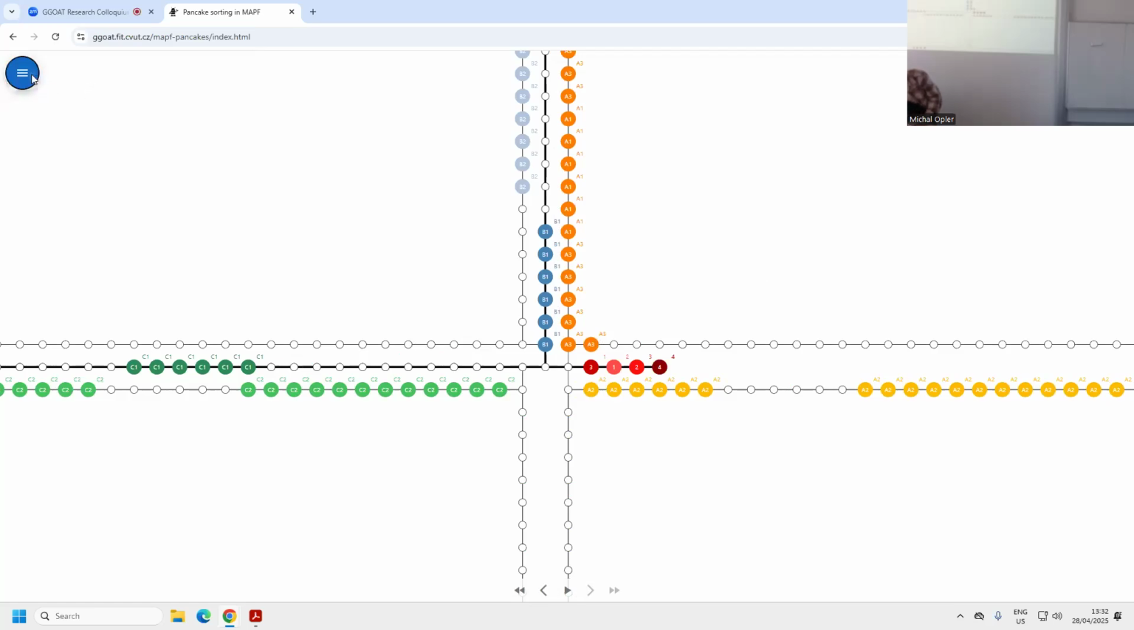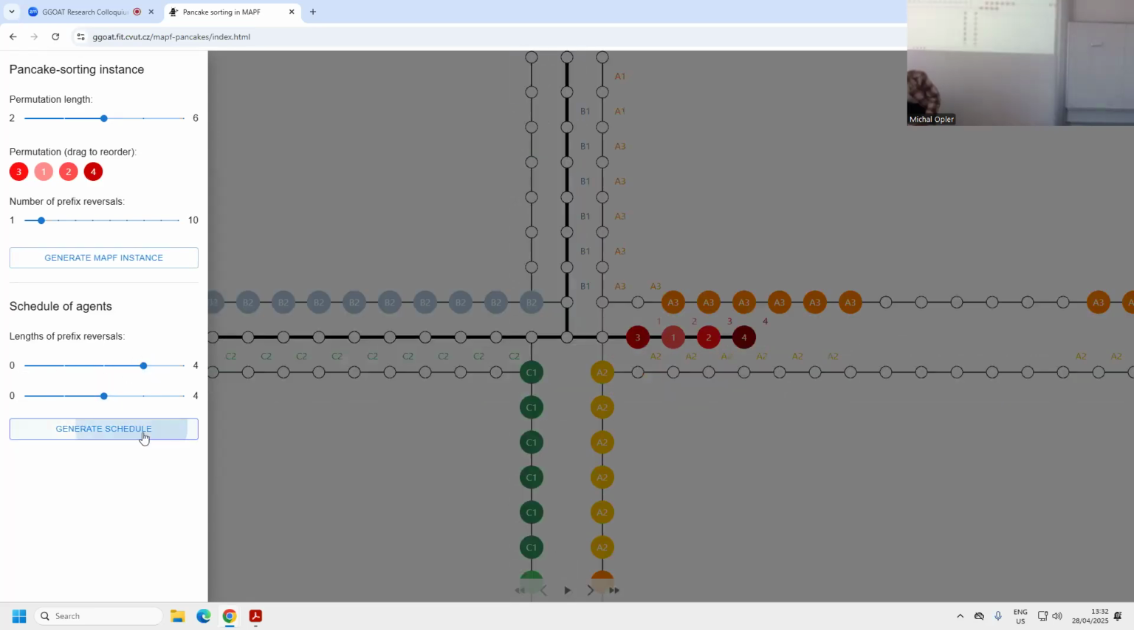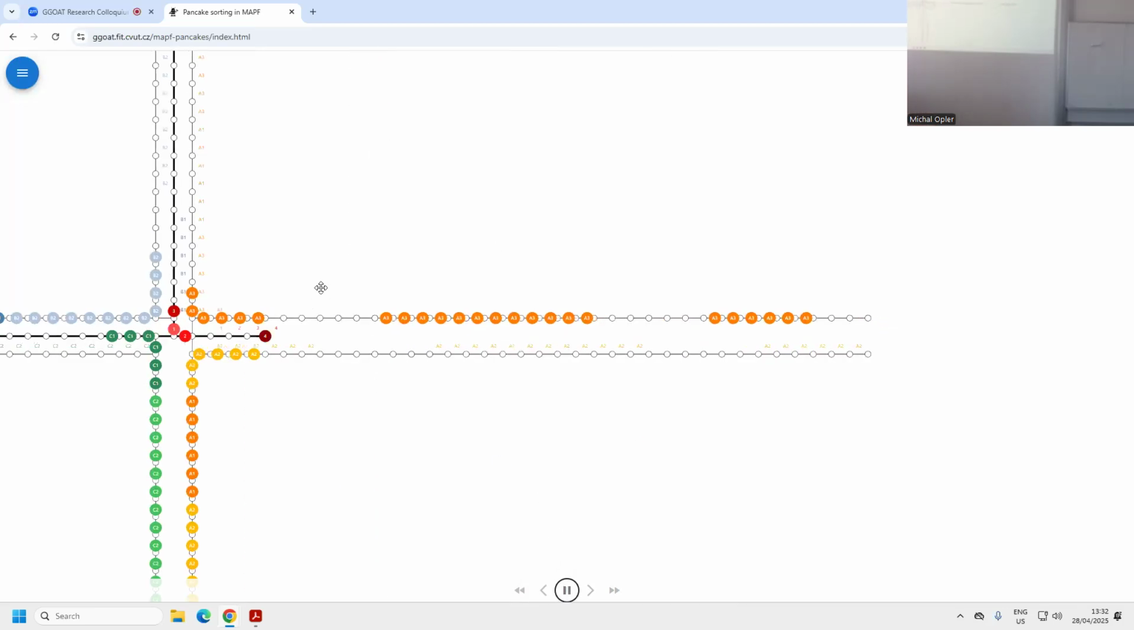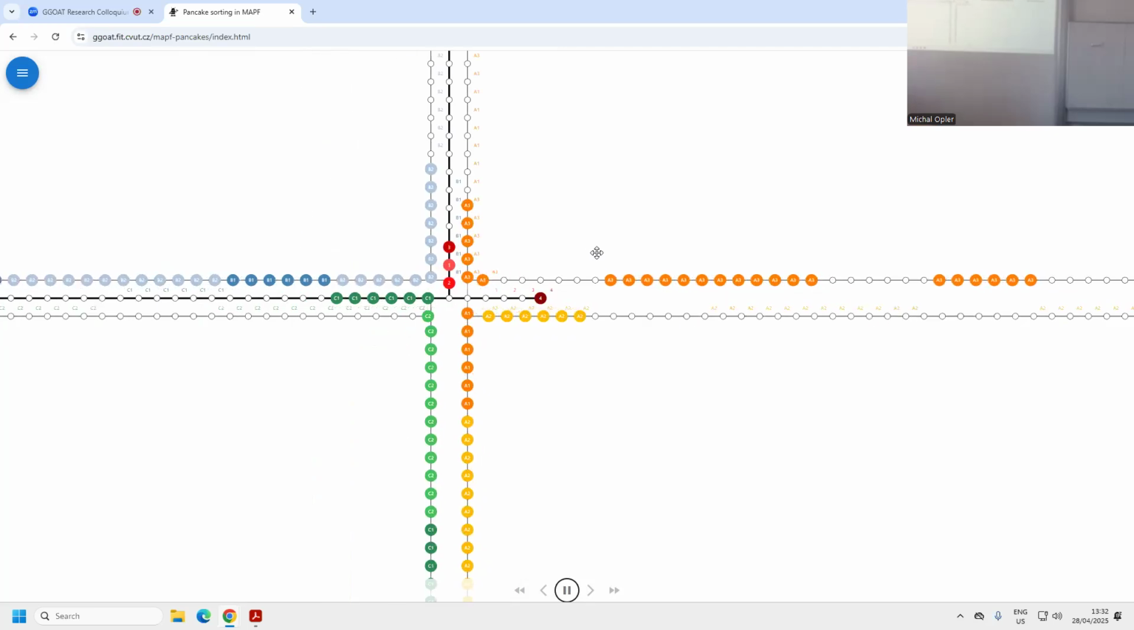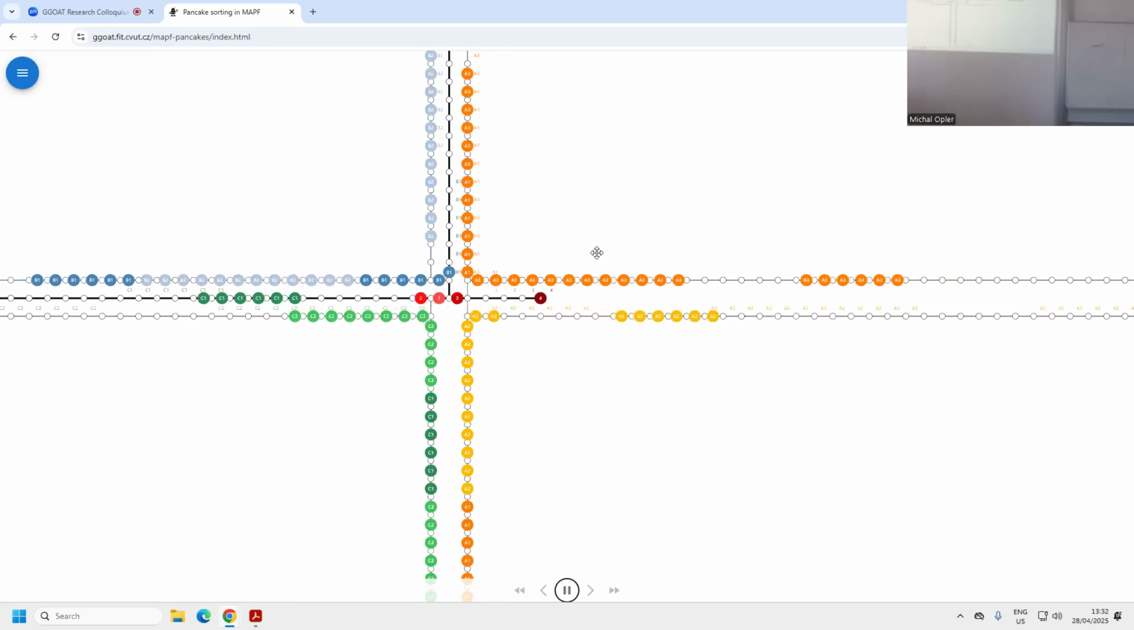And if in this particular case you want to do prefix flips of length 3 and then 2, which was the solution, then this is how it looks. Right, so these 3, 1, 2 get put to the top, then it returns here, then it goes back.